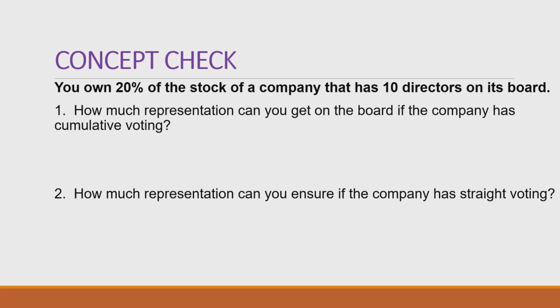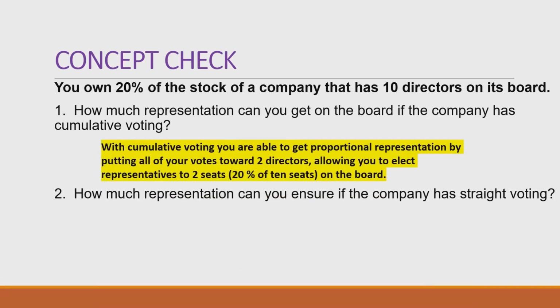Okay, we have another concept check. You own 20% of the stock of a company that has 10 directors on its board. Question number 1, how much representation can you get on the board if the company has cumulative voting? With cumulative voting, you are able to get proportional representation by putting all of your votes toward 2 directors, allowing you to elect representatives to 2 seats.